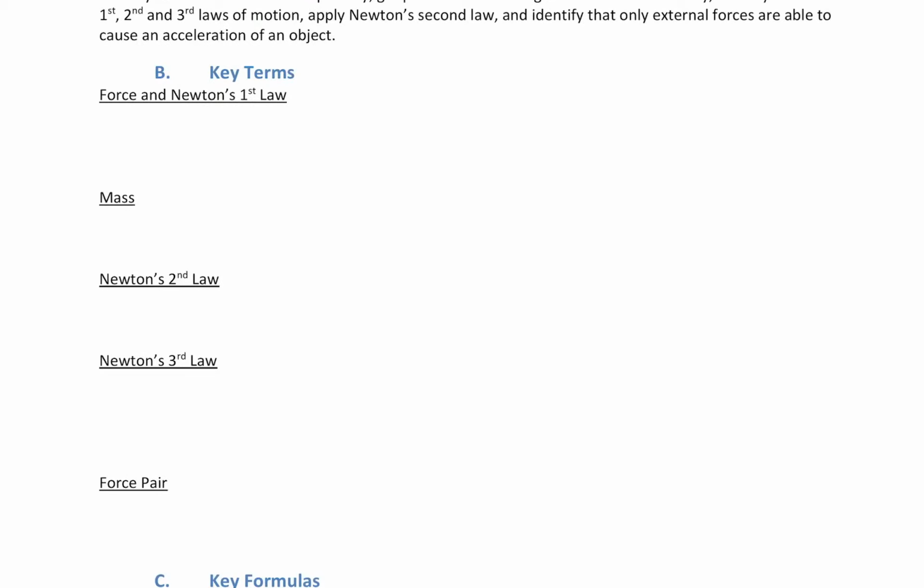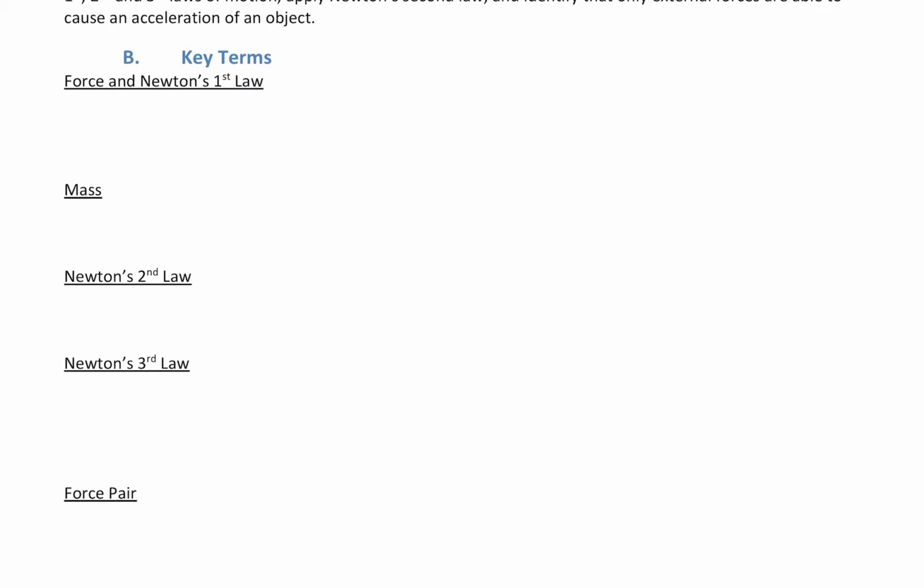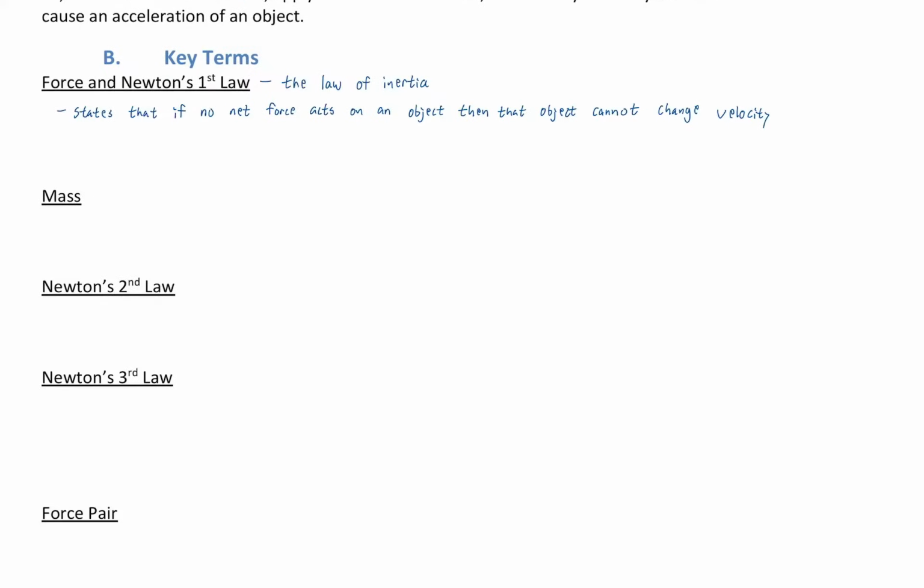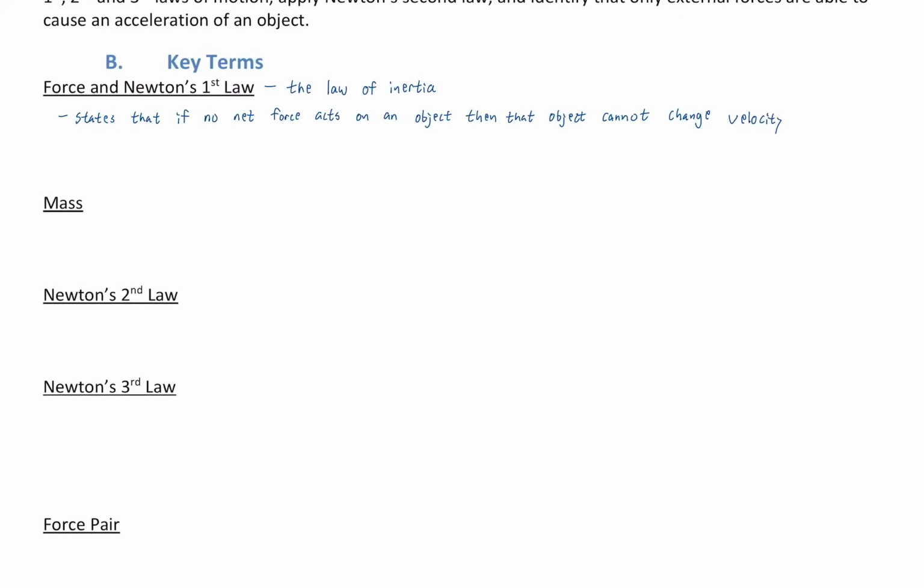Okay, so our key terms are going to be defining the laws and a couple of other small topics. Okay, so Newton's first law is the law of inertia. All right, that's kind of the way you should remember it. It states that if no net force acts on an object, then that object cannot change velocity. In other words, it states that a constant velocity is only possible if zero net force is present.